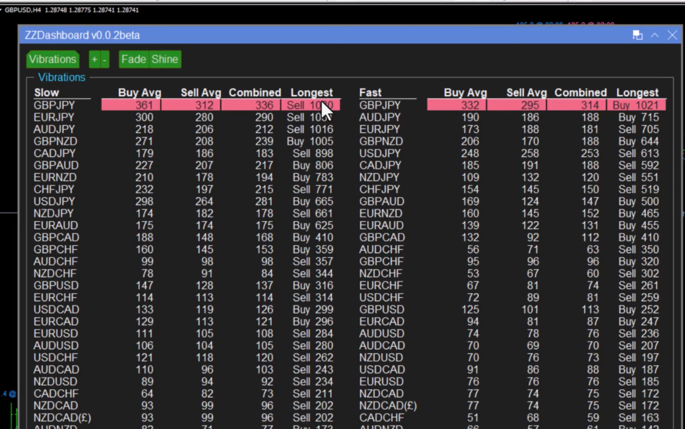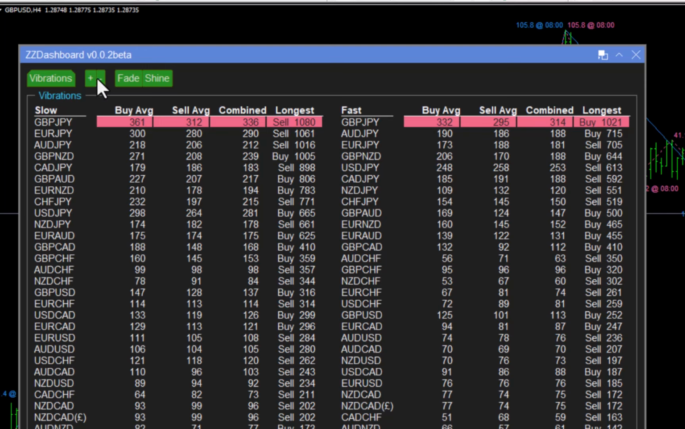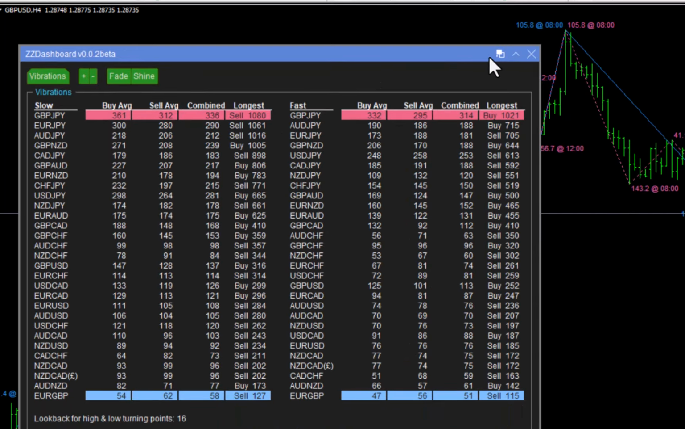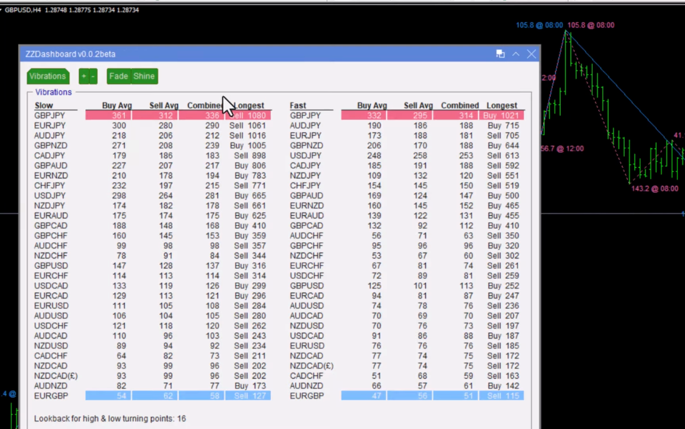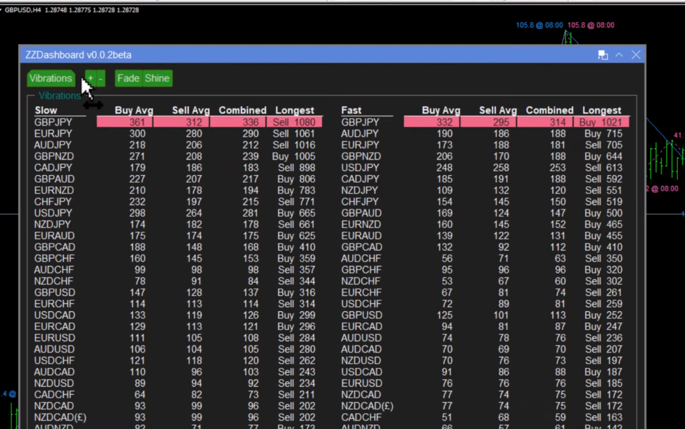And there we have the longest legs. It says the longest leg was a sell leg, and it was 1,000 pips. Now that's huge. You can make it smaller if you want. You can change the color if you want. You can do all kinds of things to it. So let's just put it back to black and white, and let's make it nice and big.